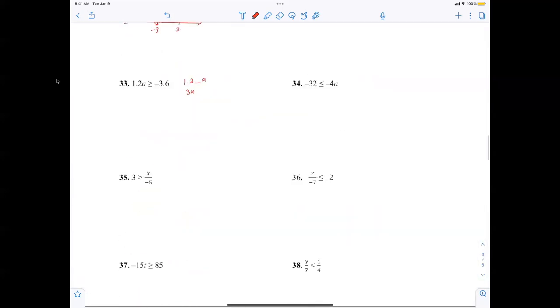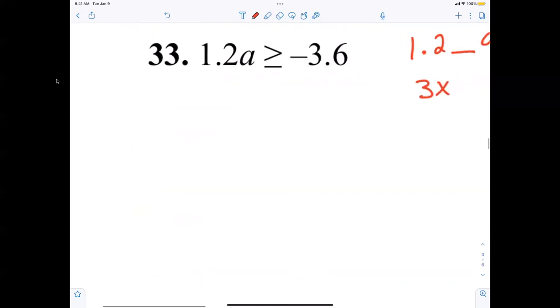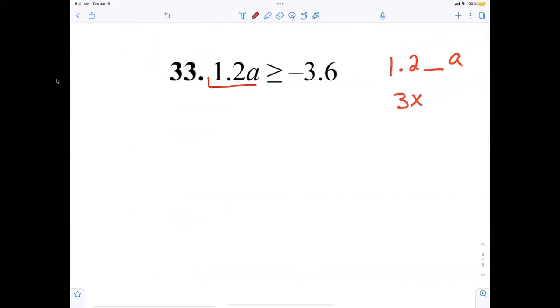Okay, so let's go back one more time. Now, what operation is this right here? How do I undo multiplication? Yes, we're going to divide. Okay. Yes. Now you have to be able to tell me what that is.